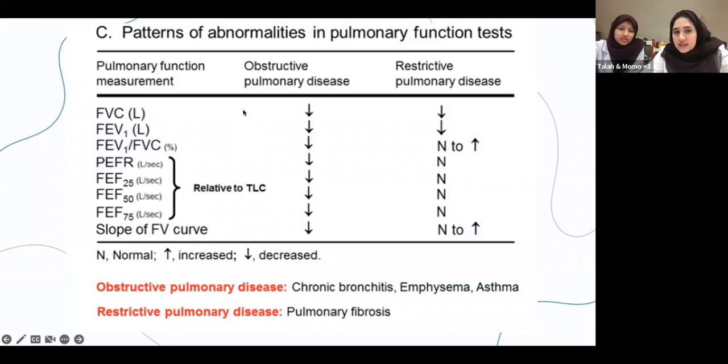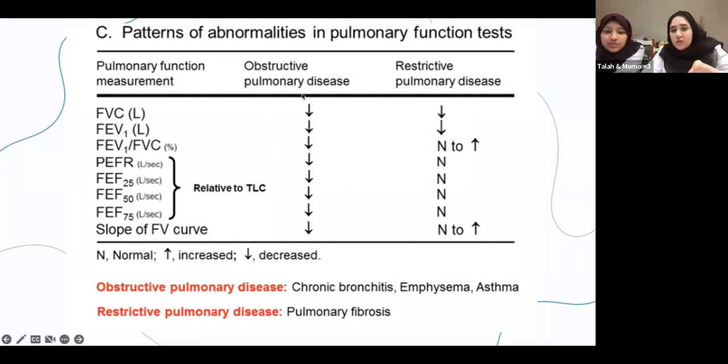And this is literally what we said earlier. In obstructive pulmonary disease, FVC and FEV1 will decrease. And in restrictive pulmonary disease, both values will decrease too. But you might wonder why, in obstructive pulmonary disease, the ratio would be decreased, but in restrictive it won't. Basically, the decrease of FVC and FEV1 in restrictive pulmonary disease is proportional. So they decrease at a proportional rate, so even if we divide them, it's still going to equal 80%, or it might be slightly higher.